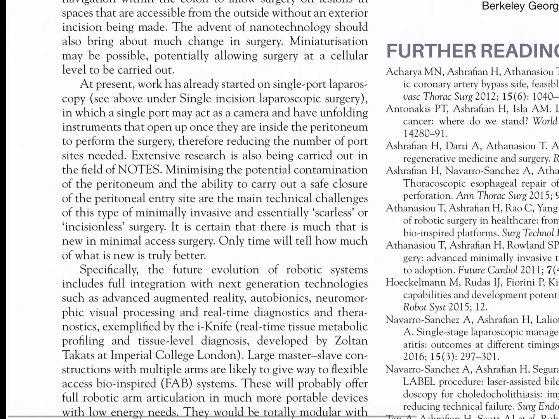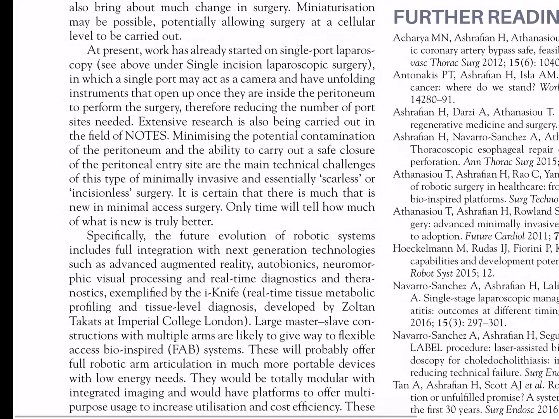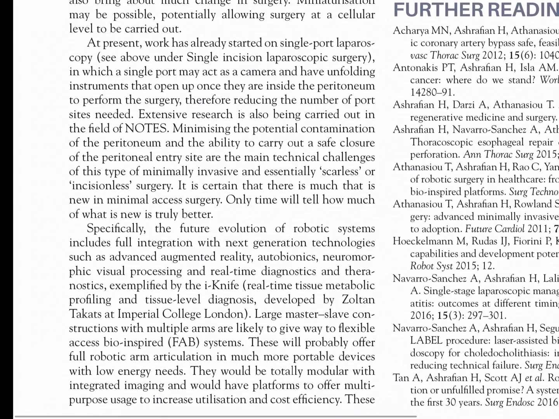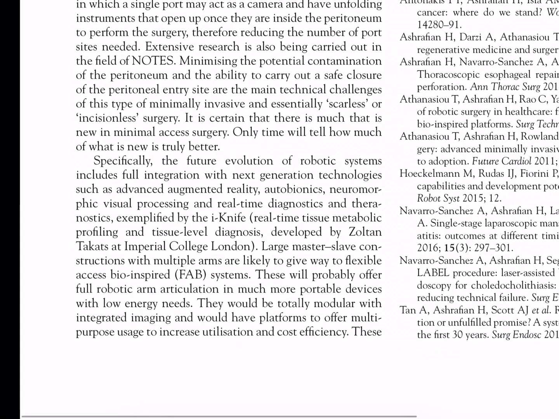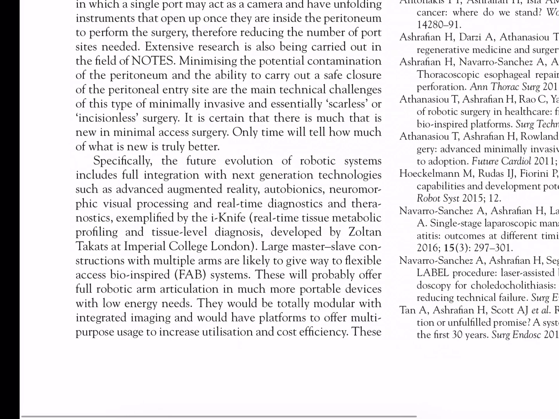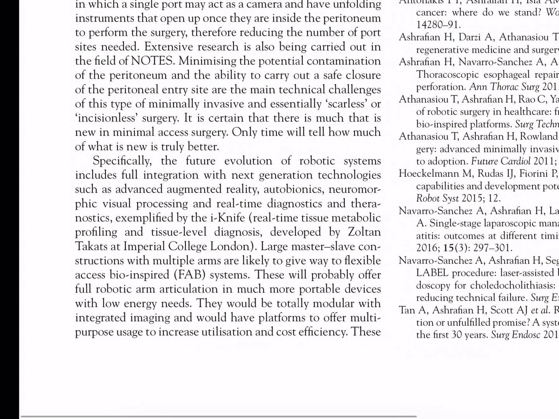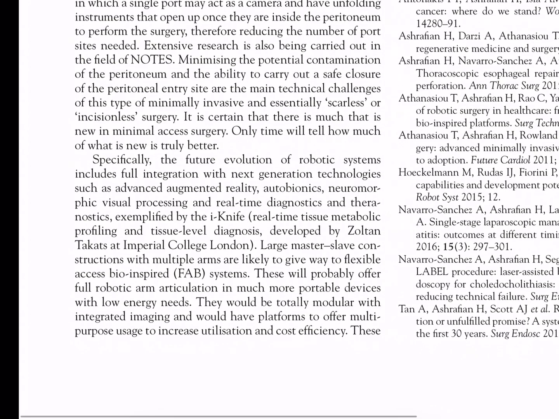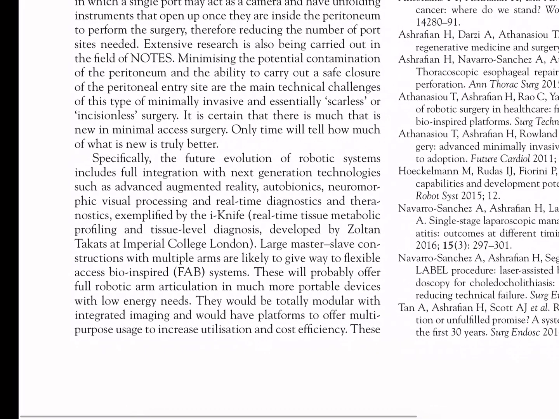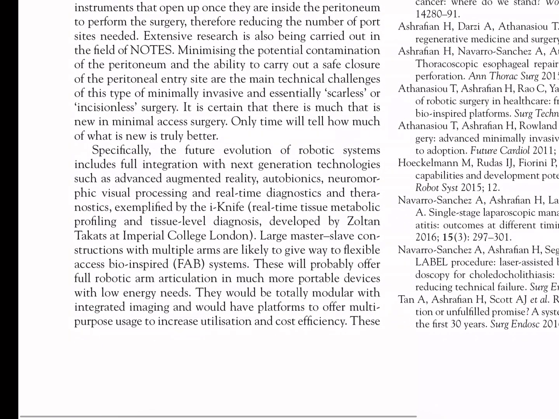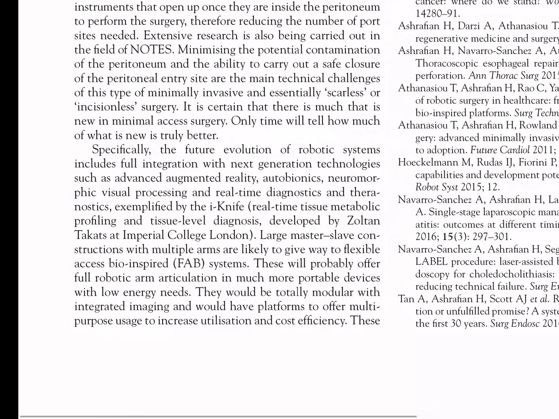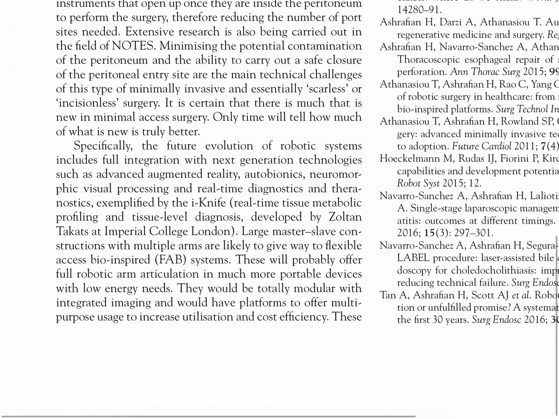It is certain that there is much that is new in minimal access surgery. Only time will tell how much of what is new is truly better. Specifically, the future evolution of robotic systems include full integration with next generation technologies such as advanced augmented reality, autobionics, neuromorphic visual processing, and real-time diagnostic and therapeutic tools, exemplified by the iKnife, real-time tissue metabolic profiling and tissue level diagnosis developed by Zoltan Takats and Imperial College London.